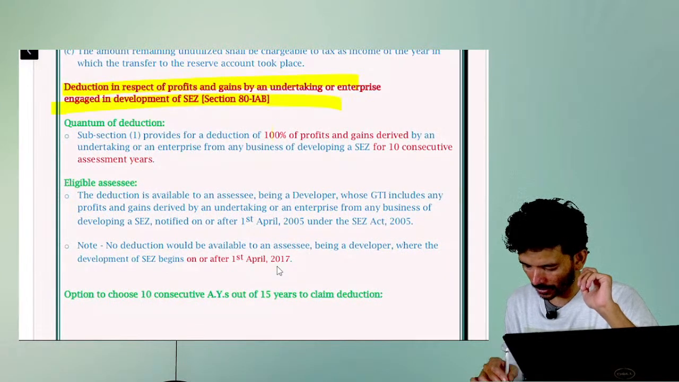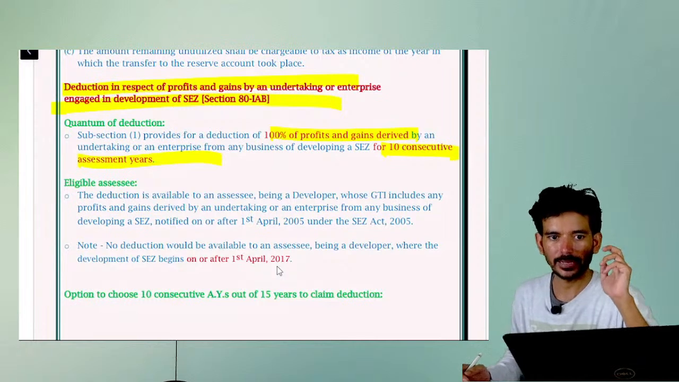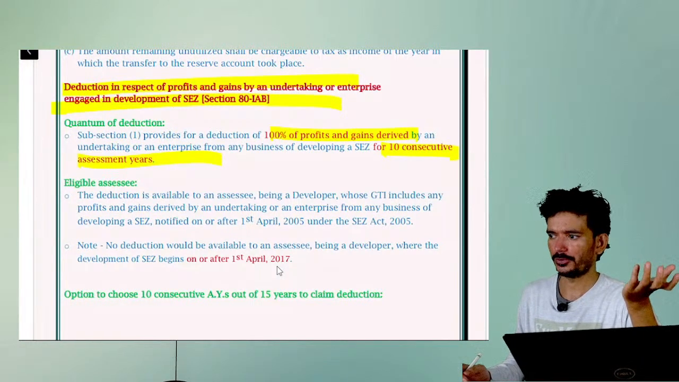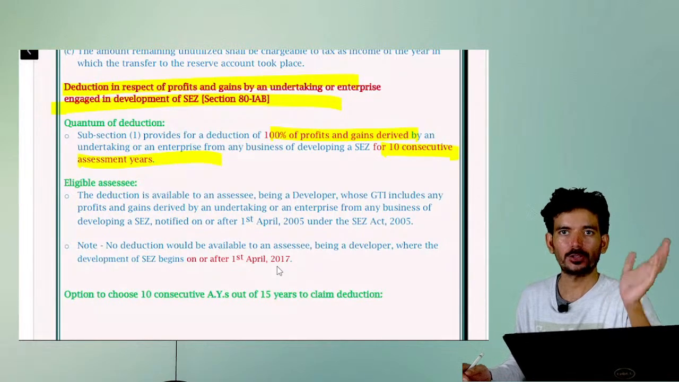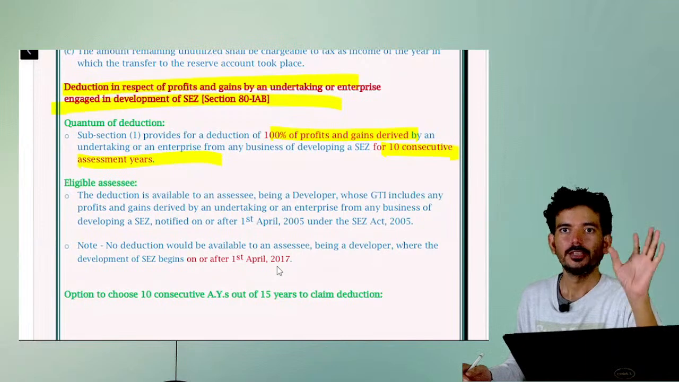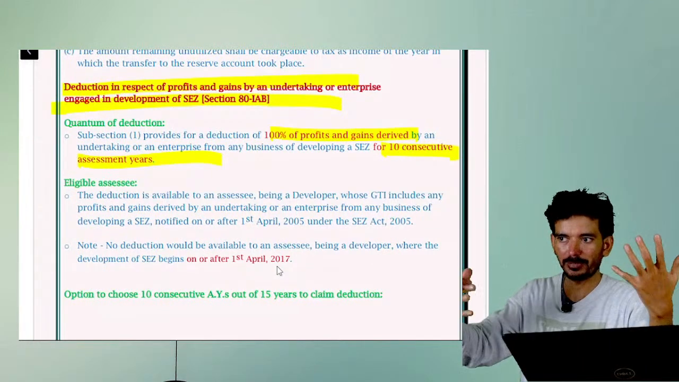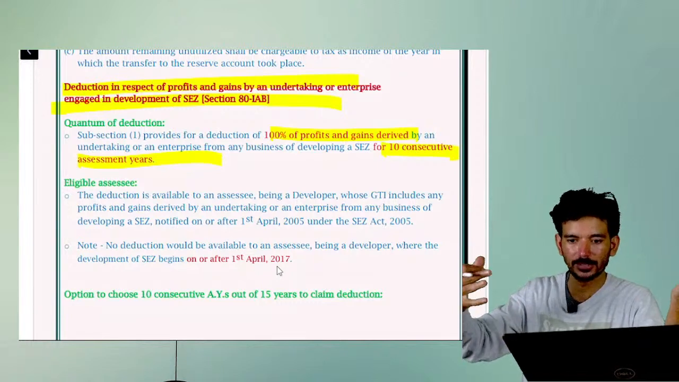For SEZ, it is a 100% deduction for 10 consecutive years. They will not be paying tax for SEZ. I said SEZ is very important for the development of any state. If you see all big cities like Bengaluru and Hyderabad, we are developing so much because we have SEZ developers. They constructed a lot of buildings and have given them on a rental or lease basis to so many companies.